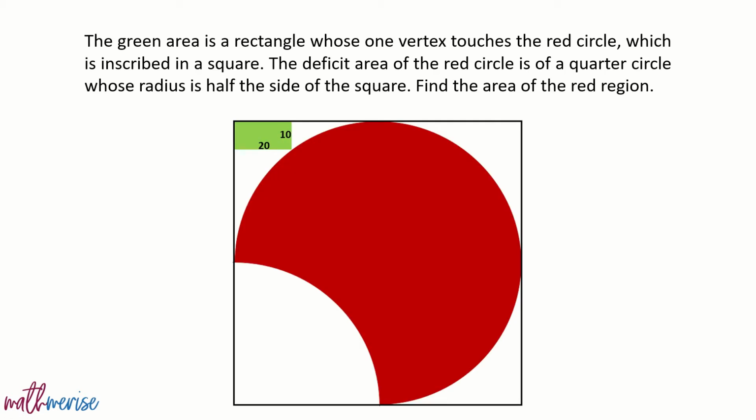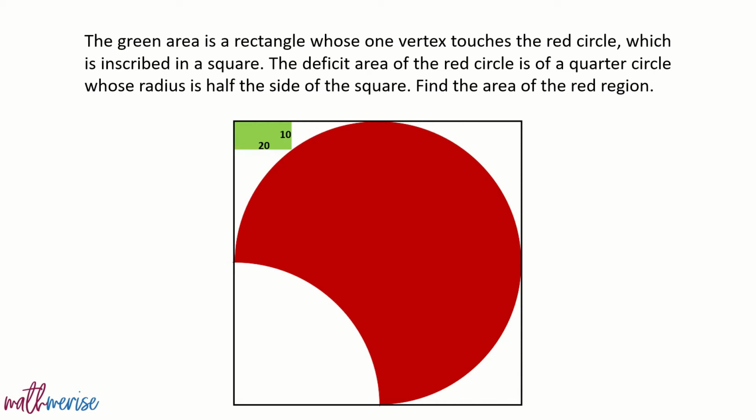The green area is a rectangle whose one vertex touches the red circle, which is inscribed in a square. The deficit area of the red circle is of a quarter circle whose radius is half the side of the square. Find the area of the red region. This is a typical example where very less information is provided.